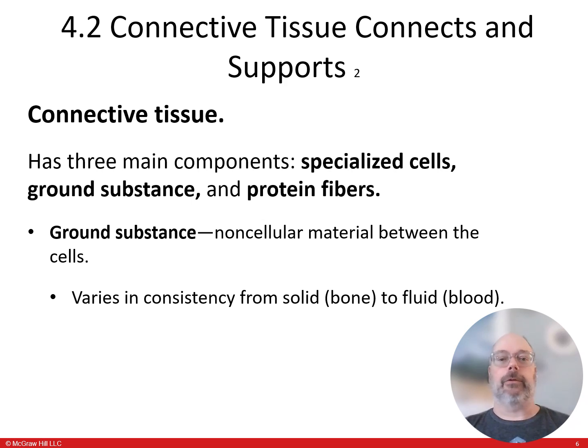We have connective tissue. Three main components: specialized cells, ground substance, also called the extracellular matrix, and protein fibers. That ground substance, or non-cellular material between the cells, is just as important as the cells in connective tissue, and that material can actually talk to the cells around it. It can vary in consistency from solid, like bone, to fully liquid, like blood. Blood is a part of our connective tissues.